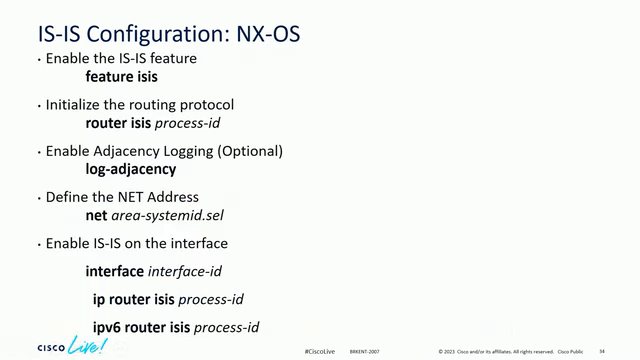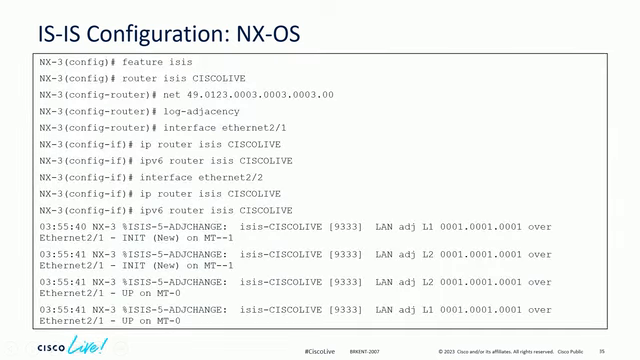All right, NXOS. First thing you gotta do, turn the feature on. Can't do anything, turn the feature on with Nexus. Router ISIS, process ID, log adjacency. You would think that they would start making that kind of default. I don't write the code, I wish I did. Define the net address, and then enable ISIS underneath the interface with either IPv4 or IPv6. Pretty straightforward. So this is the configuration.